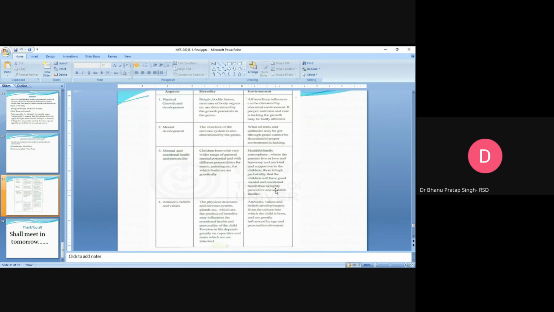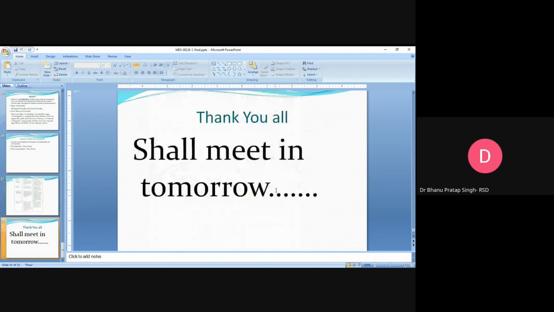So, by taking this discussion, we can sum up that for child development, the role of either heredity or environment cannot be neglected. Both are equally important for the development of the child. So this is, I think, today's discussion. If you have any query or question, you may ask, or I am just stopping.